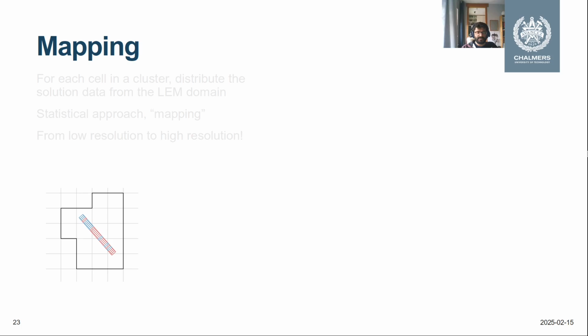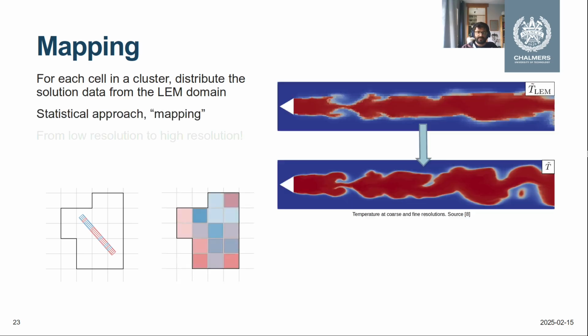The next step is to obtain data for each member of the cluster. For this, we used a statistical method that was developed, known as the mapping procedure. In other words, we are able to reconstruct high-resolution CFD data from the LEM lines that are embedded in the low-resolution supergrid.